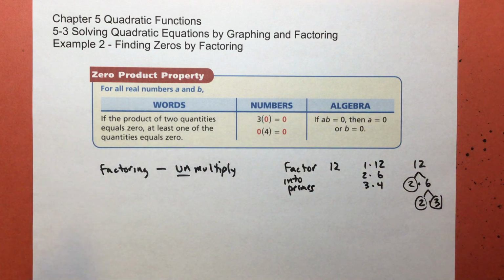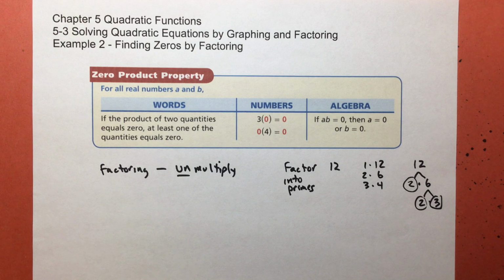Okay, so that's the factoring part. And factoring a polynomial is the same idea, except that with the variables, you just have to do it with different steps. But the idea is still the same. You're unmultiplying to get a polynomial broken into factors.